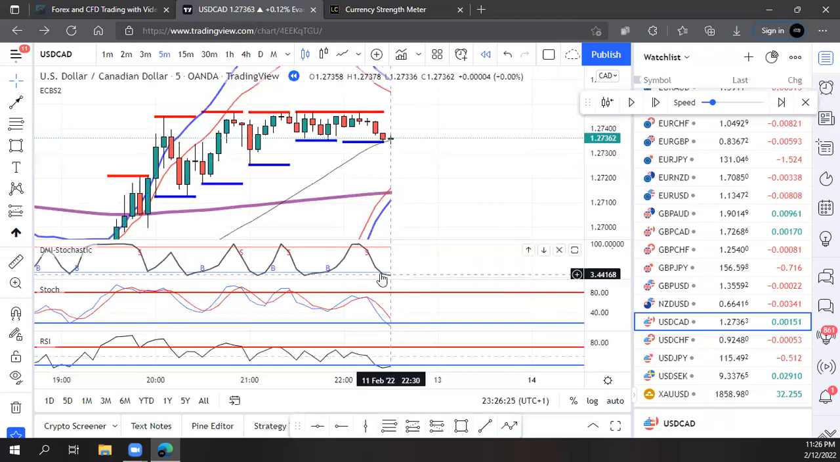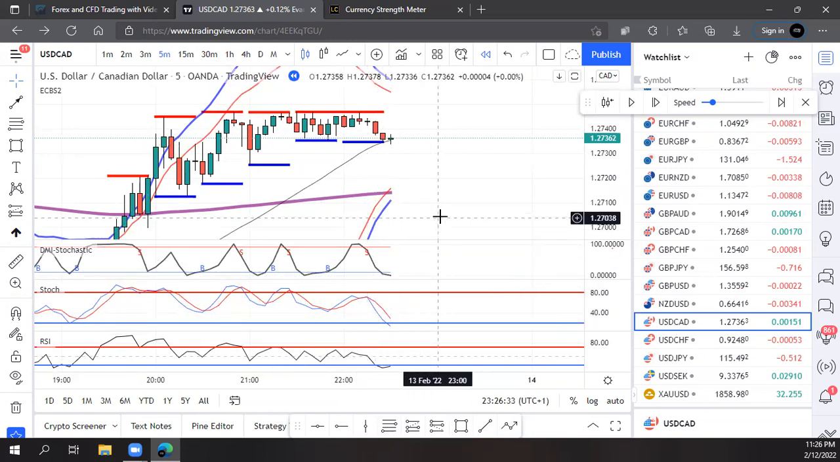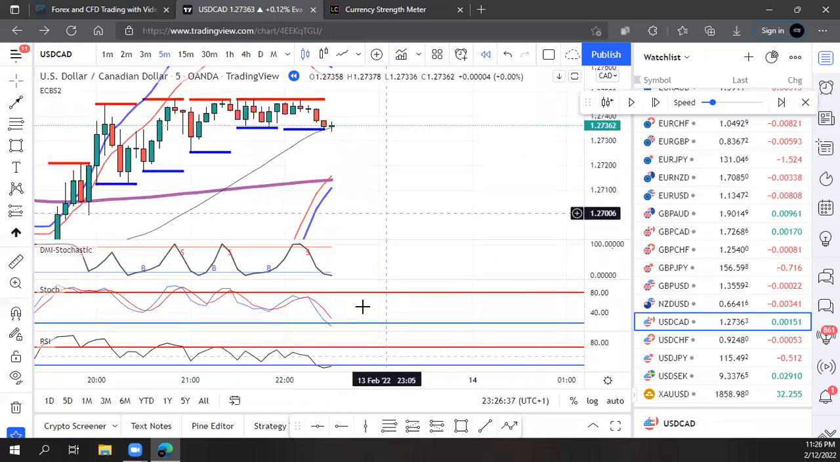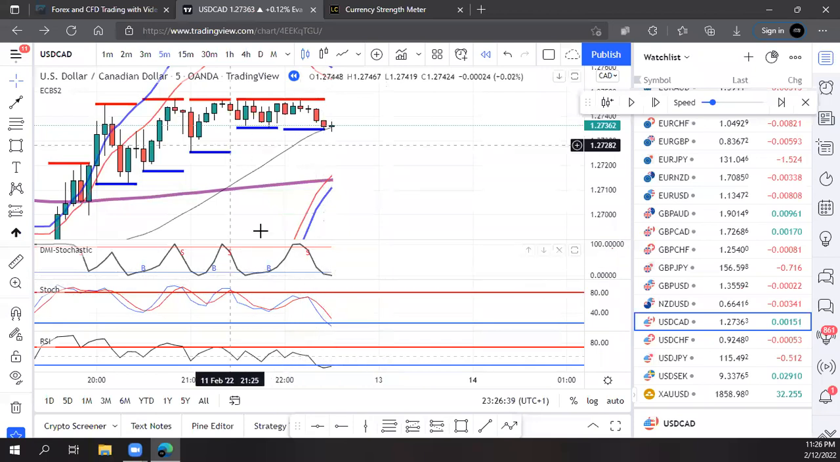We come over to the DMI. Guess what? The DMI is also at the blue area. So that's the third confirmation, right? The only thing that is not yet set is the stochastic, because RSI is already at the blue. If you're looking at the 5 minutes time frame, RSI is ready, right? So let's allow the market to play out. Let's see what the next candle is going to do.